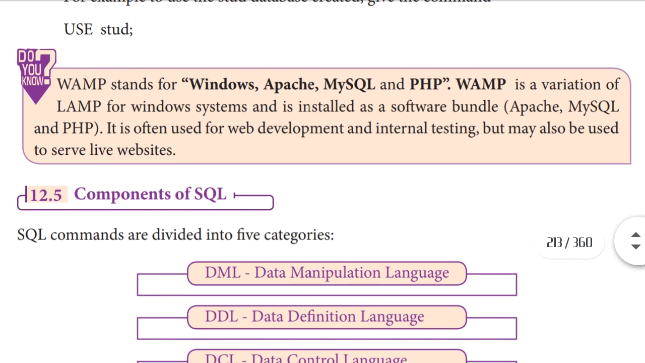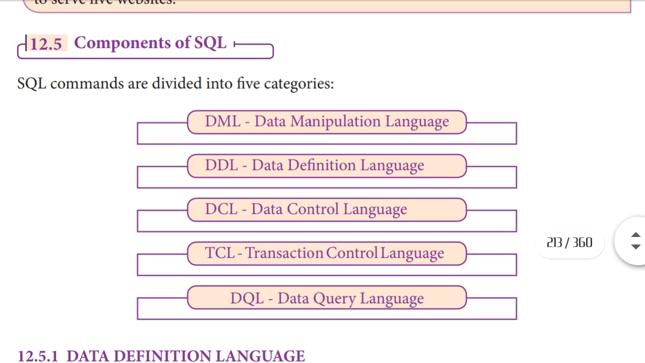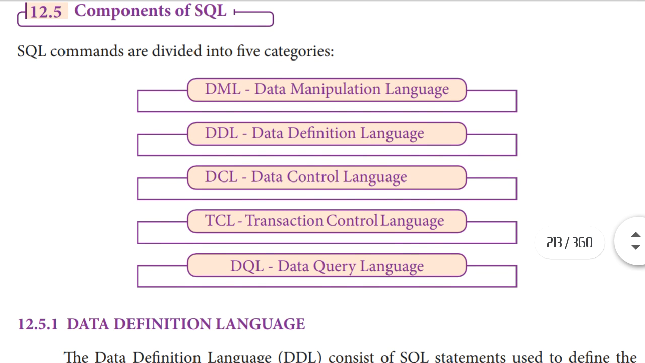Next we are going to see components of SQL. SQL commands are divided into 5 categories: DML, data manipulation language; DDL, data definition language; DCL, data control language; TCL, transaction control language; DQL, data query language. So we have 5 different types of SQL commands. First one DML, second one DDL, third one DCL, fourth one TCL, fifth one DQL.